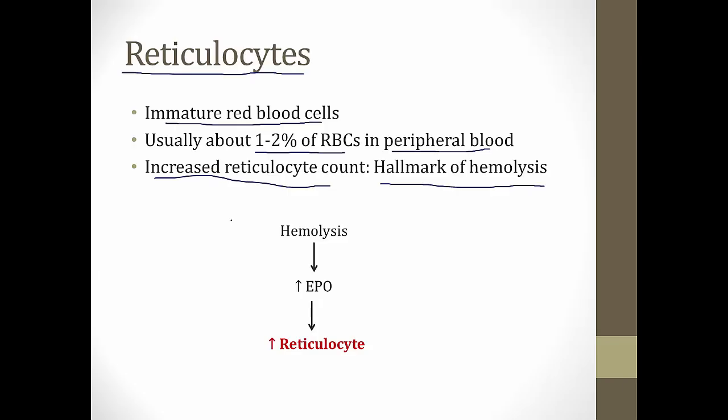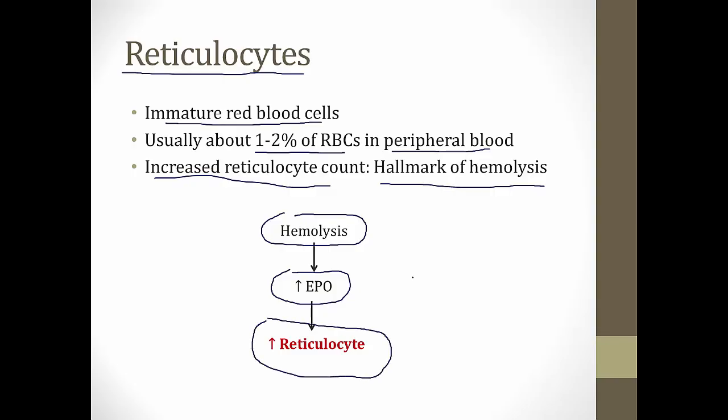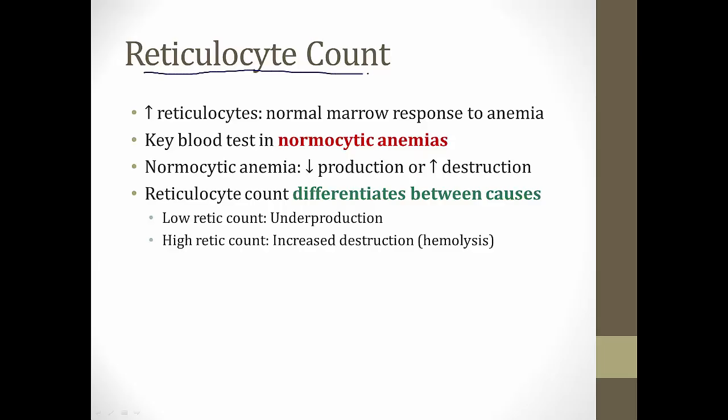But just so you understand how this happens, when there's hemolysis, an anemia develops. This leads to increased EPO production from the kidneys, and that stimulates the production of reticulocytes in the bone marrow. Some of them will spill out into the plasma, and you will see an increased reticulocyte count in the peripheral blood smear. So an increase in the reticulocyte count seen in the peripheral blood is a normal bone marrow response to anemia.